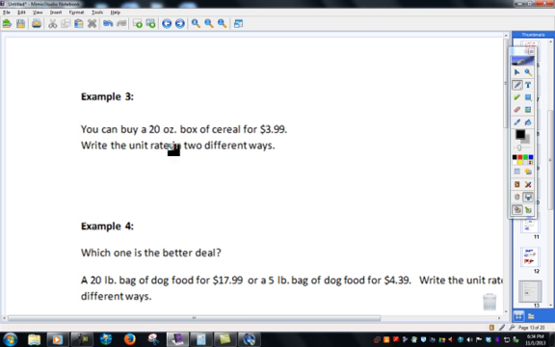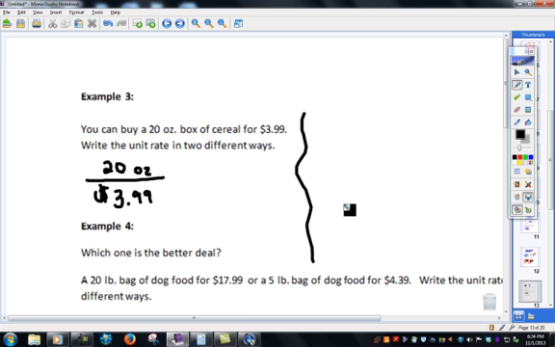Okay, here we go. 20 ounces of cereal for $3.99. So let's go ahead and start with our ratio. So there's 20 ounces of cereal. I'll just put OZ, and we'll know what it is, for $3.99. Now, it says write it in 2 different ways because it's always possible to write it in 2 different ways. Whether it makes sense or not, we'll see. So we'll start there.